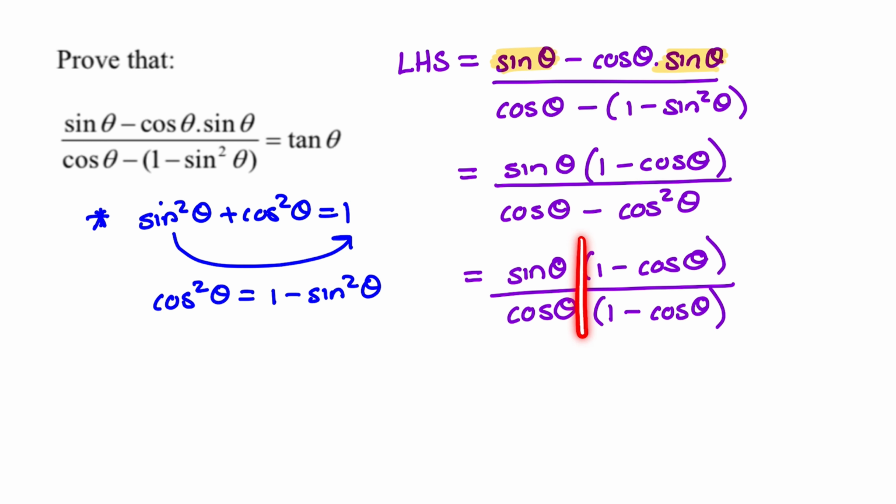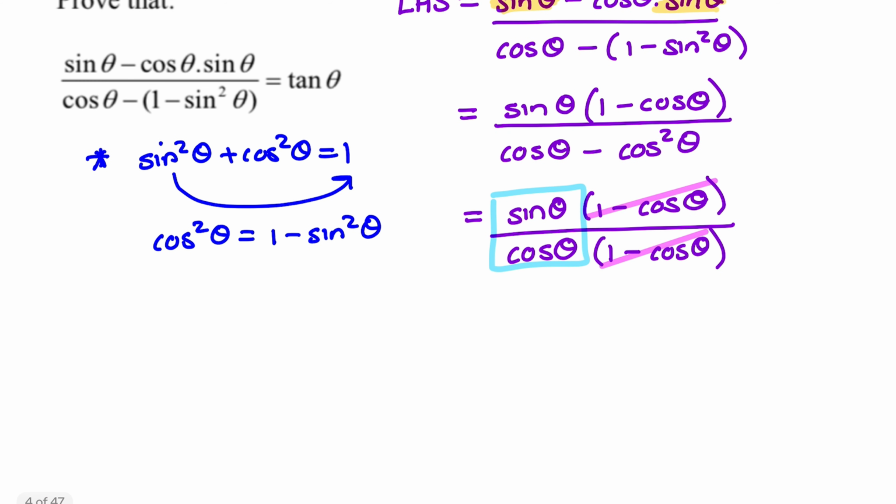Now you can notice that in the numerator and denominator, we have 1 minus cos theta. And that actually will cancel out, and we are left with sine theta over cos theta. Now again, this is one of the identities that you have learned, that tan theta is equal to sine theta over cos theta. So therefore, the left-hand side would be equal to tan theta, and that is what we wanted on the right-hand side.